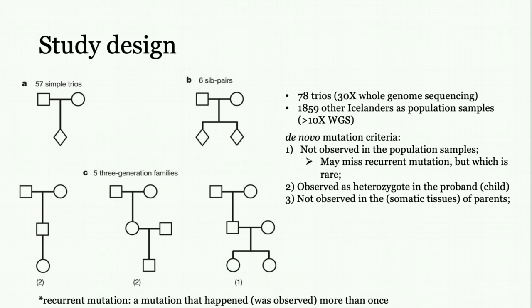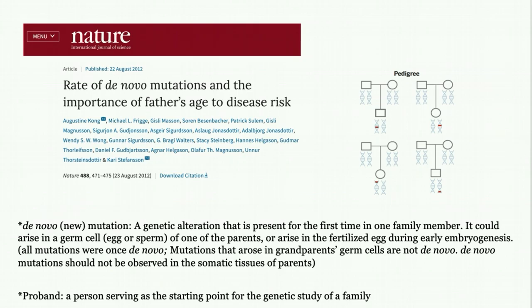And then the de novo mutation is observed as heterozygote in the proband, and this is called a heterozygote because the two alleles are different. And the reason that they remove homozygotes is that in order to have a homozygote, you need to have a mutation in the father and a mutation in the mother, and that's recurrent mutation. That's very, very unlikely. If you observe a homozygote, it is very likely to be either sequencing error or just regular genetic variation.